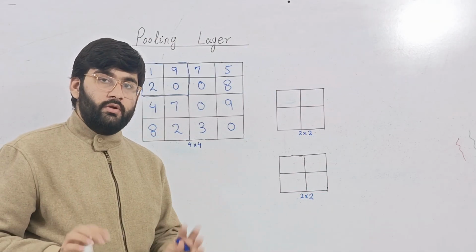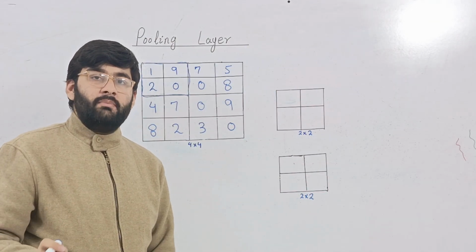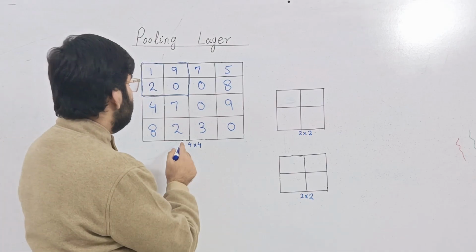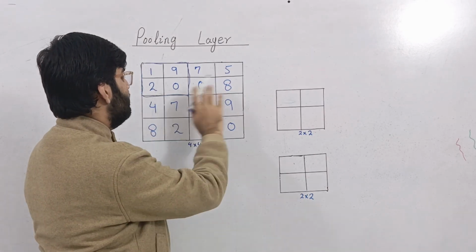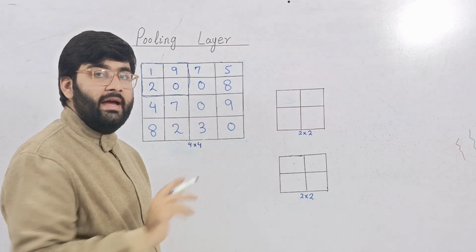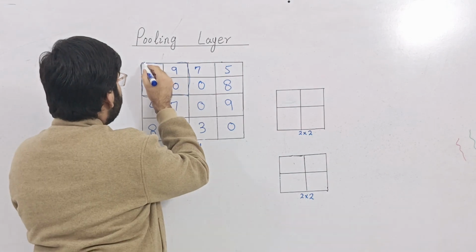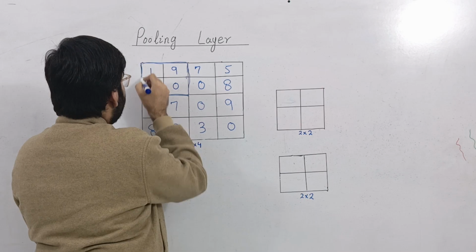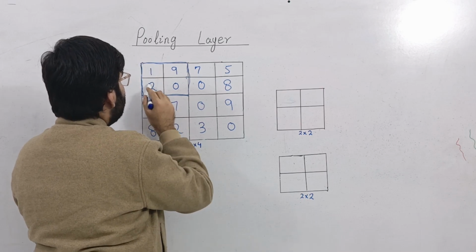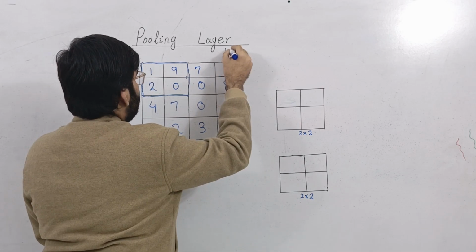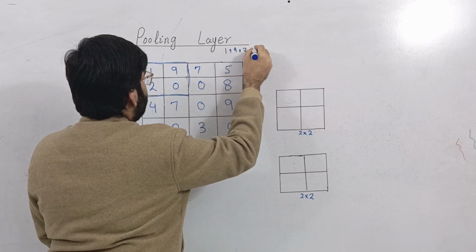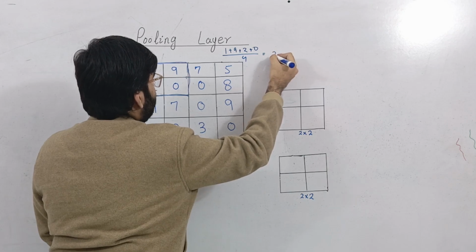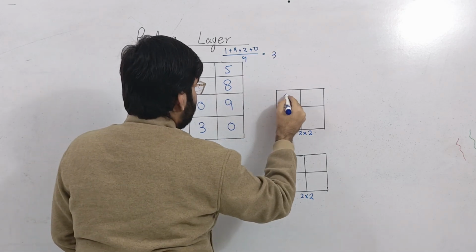There are two types of pooling, the average pooling and the max pooling. In this example, we do both. Suppose this is our 4 by 4 input feature map. We first do the average pooling. We first place the 2 by 2 kernel here. The kernel takes the average of all these 4 values, that is 1 plus 9 plus 2 plus 0 divided by 4. This amounts to 3. This 3 is placed here.